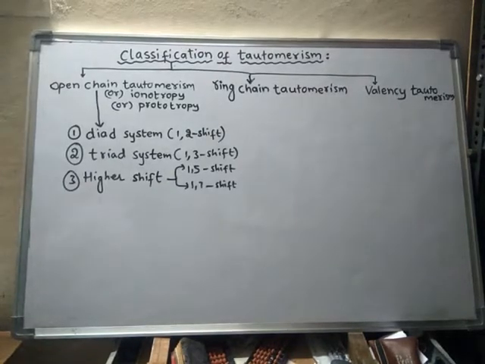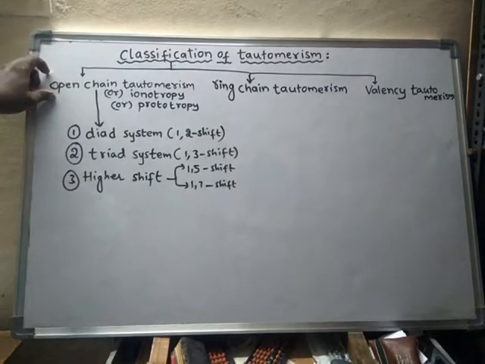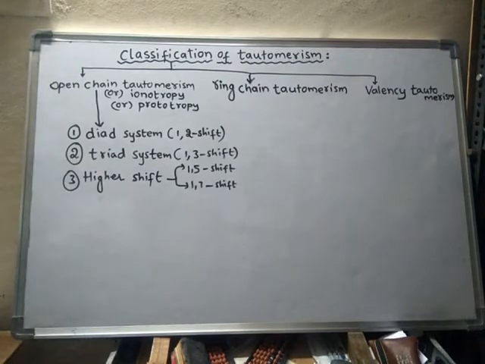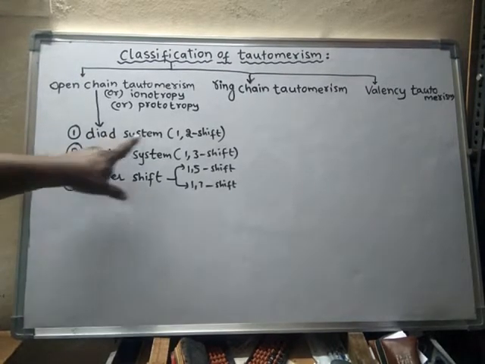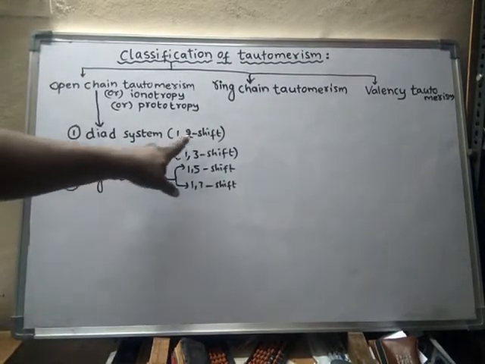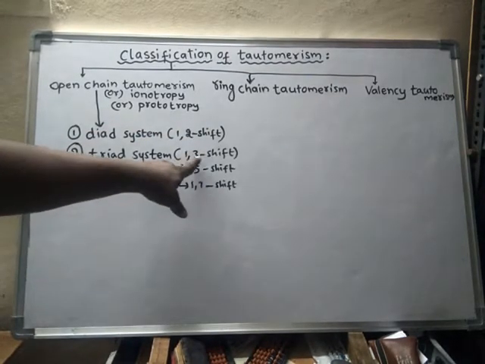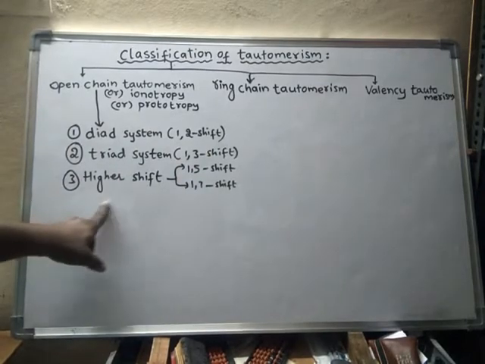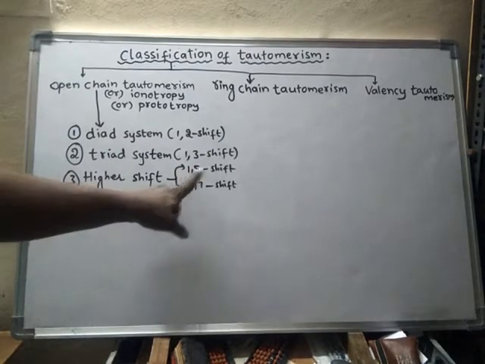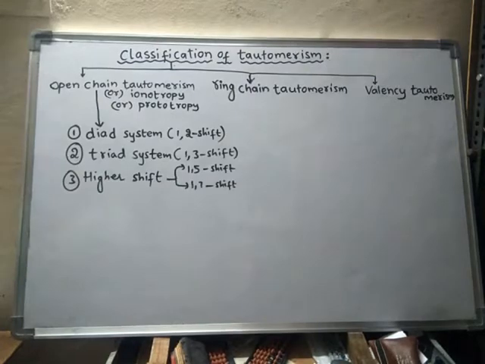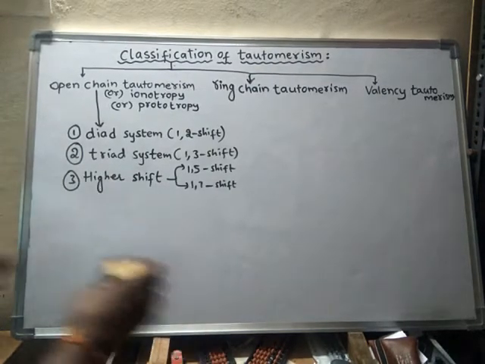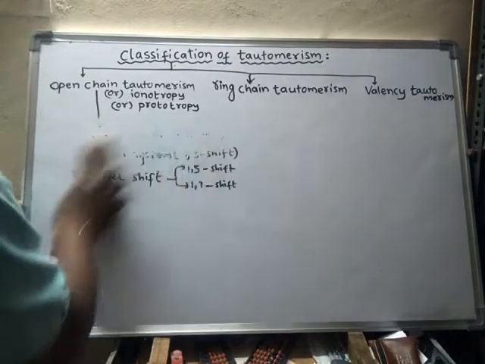Now this open chain tautomerism is again classified into several types. Dyad system, also called 1-2 shift. Triad system, also called 1-3 shift, and higher shifts. Higher shifts means 1-5 shift, 1-7 shift. These are called the higher shifts. We will learn all these one by one. First of all, we will learn about the dyad system.